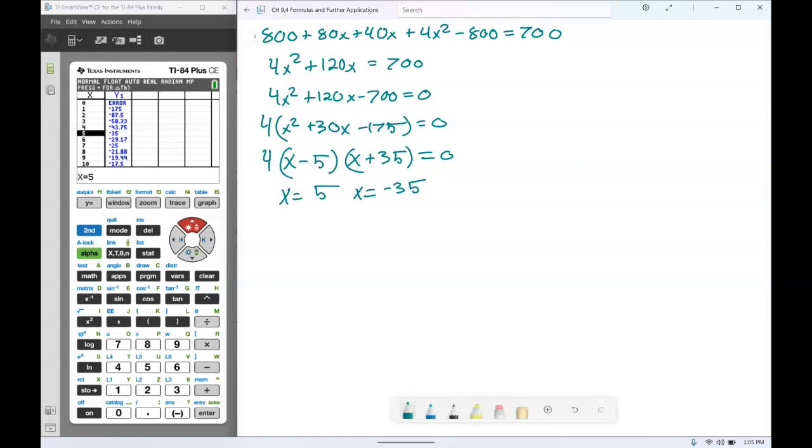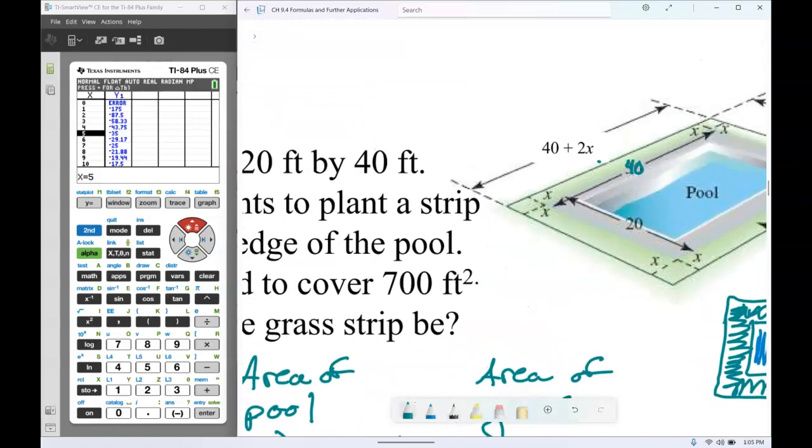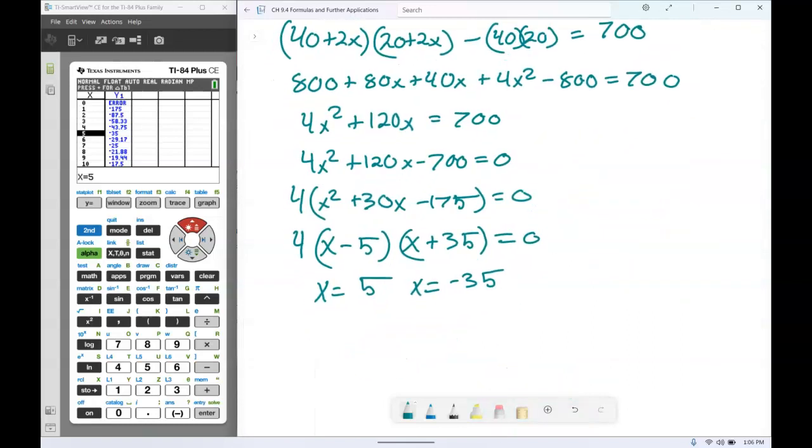So then how long should the strip of grass be? I'm asking for the length of the strip of grass. X equals 5. So how wide should the strip of grass be? X equals 5. And that's not asking for the total. It's asking how wide should the strip of grass be? That distance there, 5 feet. That can't be negative, so we ignore it.